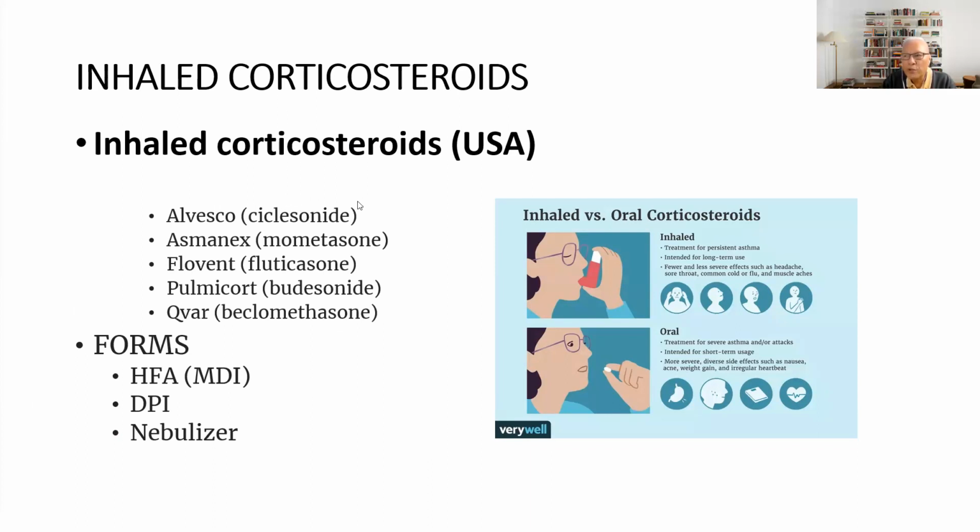The inhaled corticosteroids that are common here in the United States are Flovent, which is fluticasone, and Pulmicort, which is budesonide. These two are the most common ones used here in the United States. And they come in different forms. They can be delivered by HFA or MDI, metered dose inhaler, as well as DPI and nebulization. So these are the ways in which these drugs are delivered.